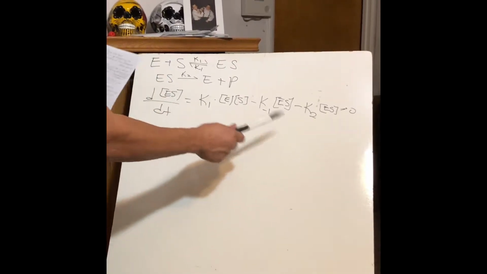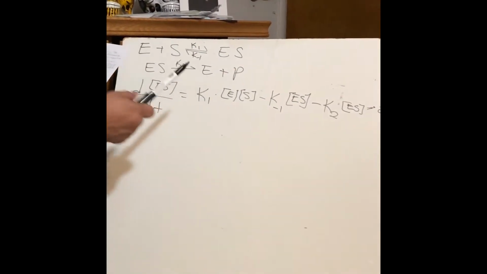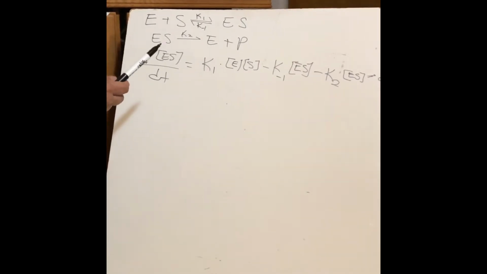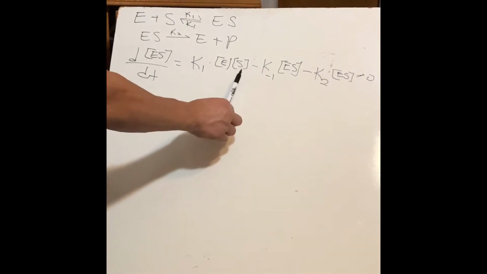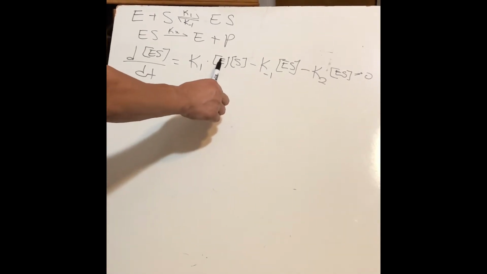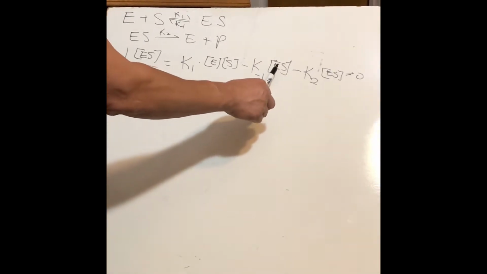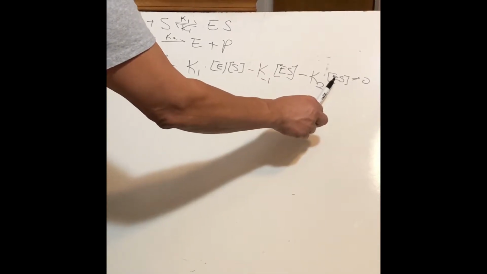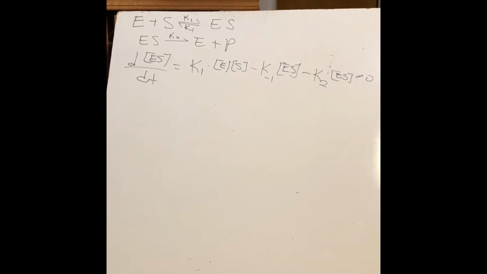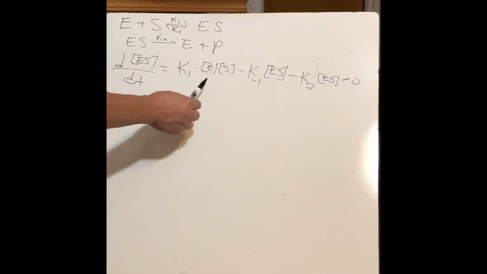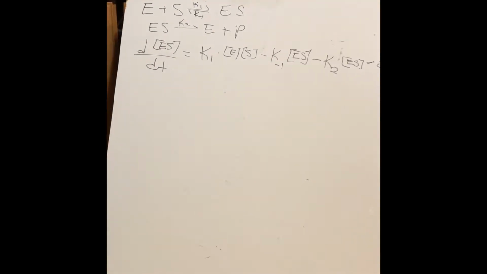approximation. The creation of the ES complex is equal to the sum of all reactions decreasing its concentration. So we have K1 times E times S minus the K negative 1 times the ES concentration minus K2 times the ES concentration equals 0. Because it's difficult to determine the value of the free enzyme, we need to find a different equation.